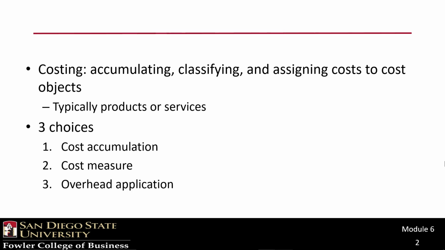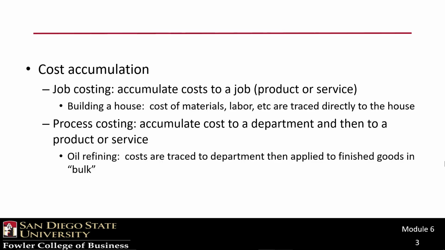So costing is the accumulation, classification, and assigning of cost to cost objects, and we discussed this at length in the previous video. And we typically think of those objects as being either products or services. And so we have three choices that we need to make when we think about costing. The first is how are we going to do cost accumulation. The second is cost measure, and the last is overhead application.